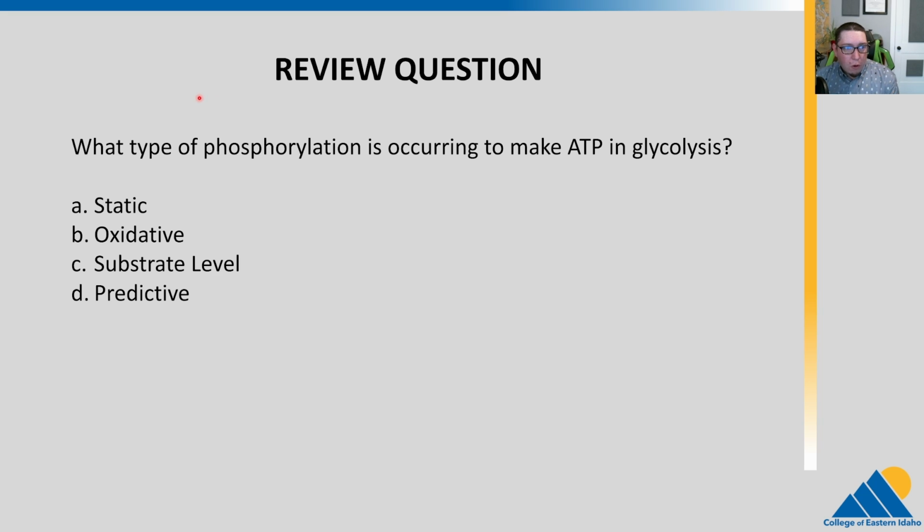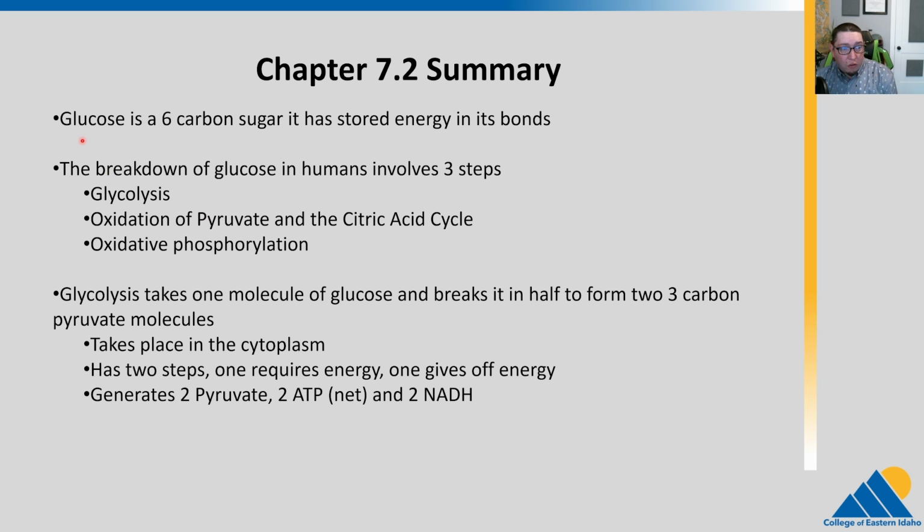All right, let's review before we finish. So what type of phosphorylation is occurring to make ATP in glycolysis? Go ahead and pause the video, think about that. All right, this would be substrate level phosphorylation because we're taking phosphates off of a molecule and adding them onto ADP to form ATP. So we started with glucose, a 6-carbon sugar that has energy stored in its bonds.